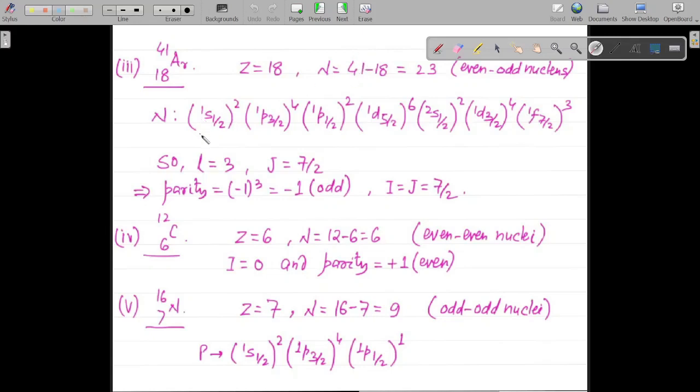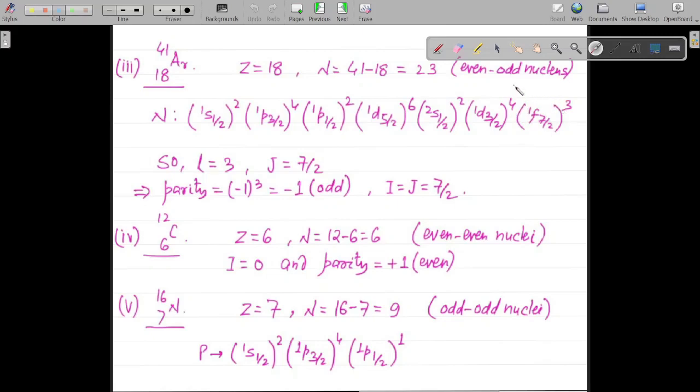Now let us write it. I am using another convention; two conventions are there, so I am using the other convention. So 1s 1/2 ², 1p 3/2 ⁴, 1p 1/2 ², 1d 5/2 ⁶, 2s 1/2 ², 1d 3/2 ⁴, 1f 7/2 ³.